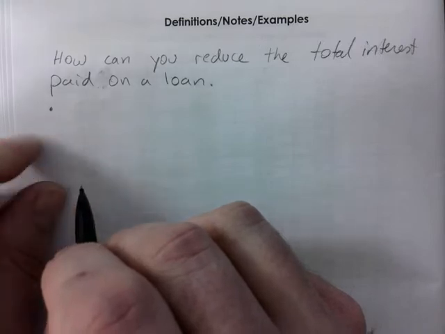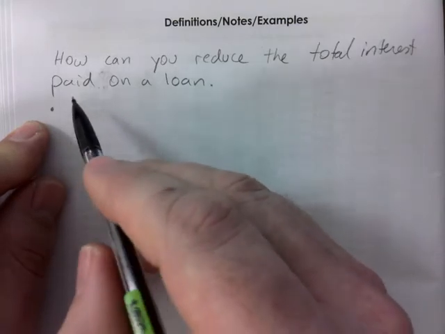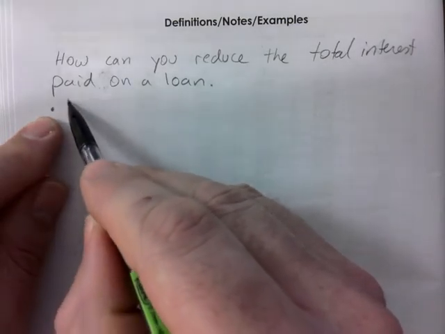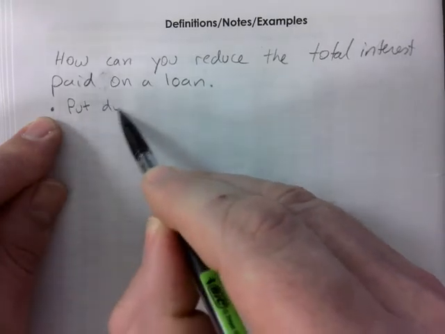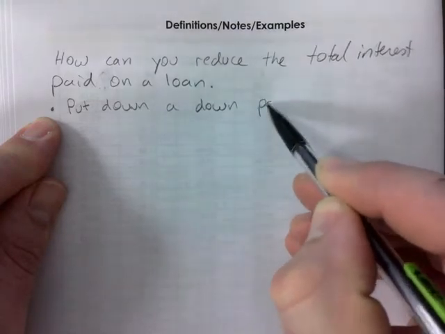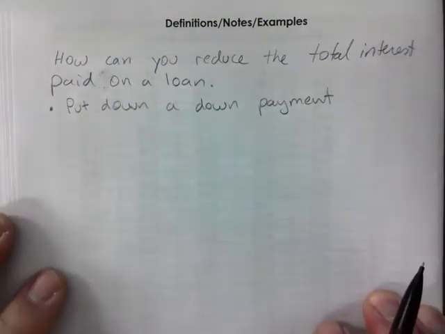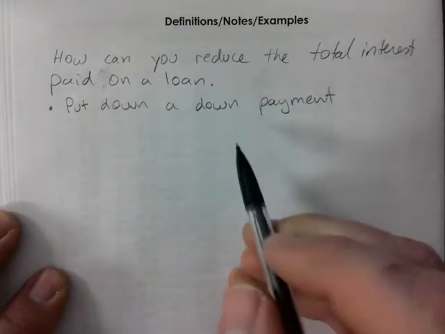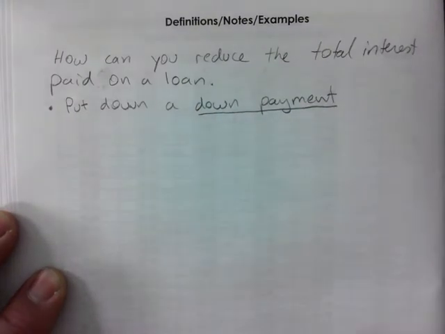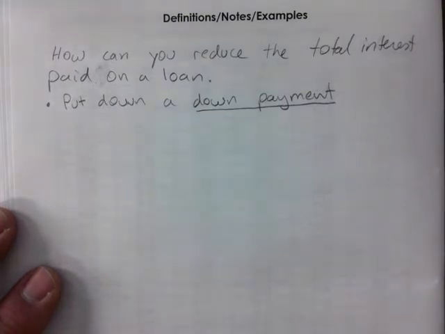So how could you reduce the total interest paid? The first thing that you can do, it's in your control, is put down a larger down payment. A down payment is kind of like a key term for us. Or you can say increase your down payment. The more you put down, the less interest you'll pay overall.